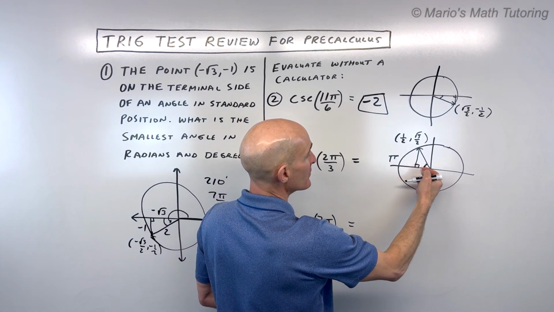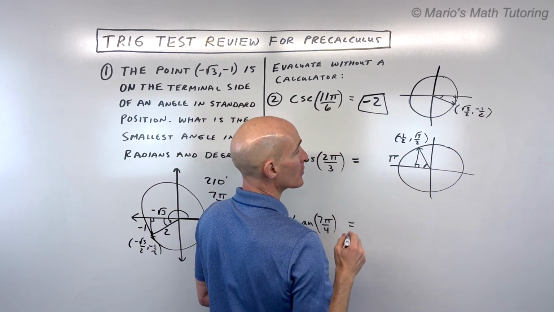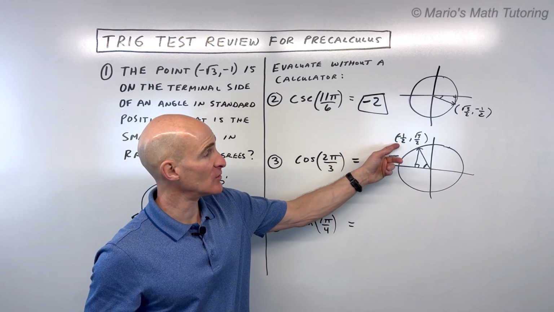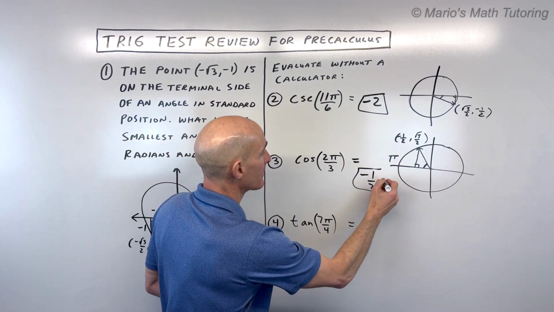But in the second quadrant, because you're going to the left for the x-coordinate, that's going to be negative. You're going up for the y-coordinate, that's going to be positive. The cosine on the unit circle is associated with the x-coordinate. So this is going to be equal to negative 1/2.